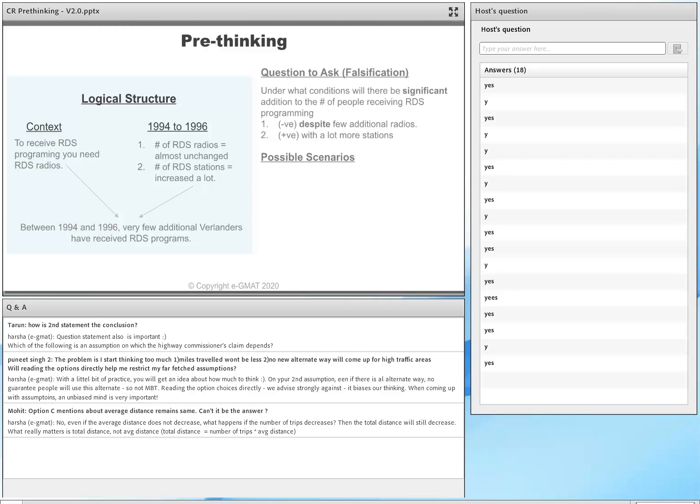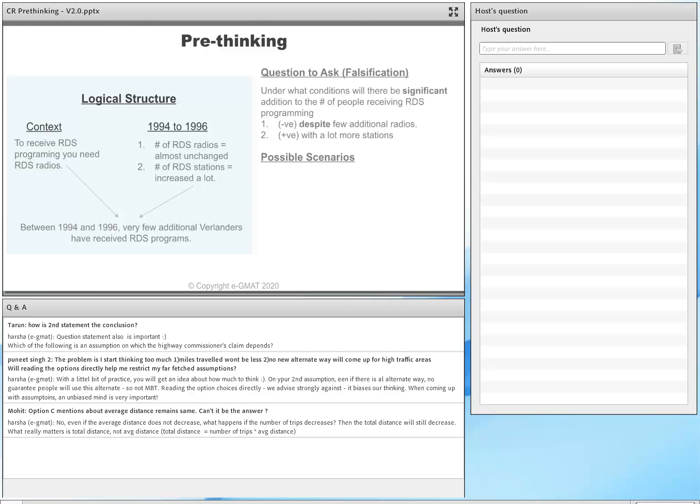So we ask the same falsification question. Under what conditions will there be a significant increase in the number of people receiving this special program information or RDS programming, given that we have very few additional radios? So this radio sets that you keep in your house, they're very few, but the transmission stations are a lot. So what are some of the possible scenarios in which you can break this conclusion down? Let's use your creativity, guys. What are the possible scenarios in which this conclusion will break down?